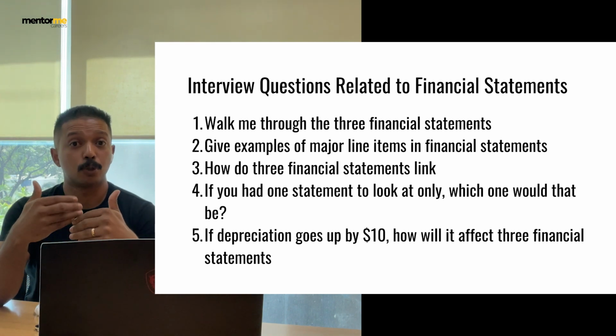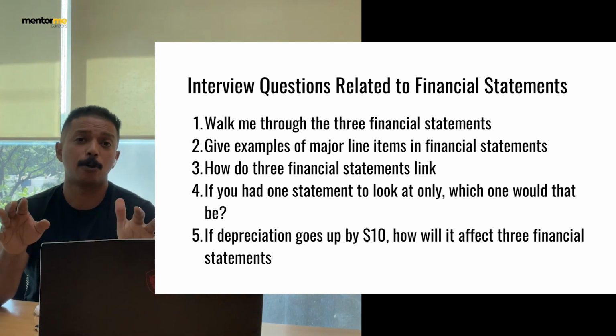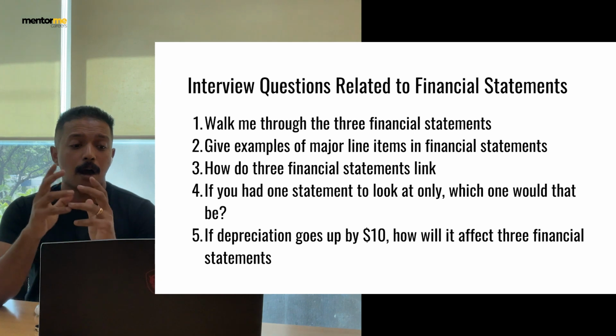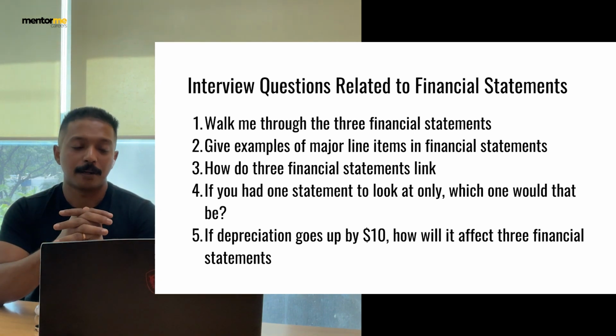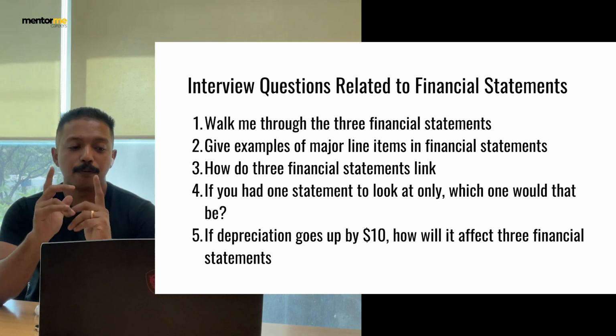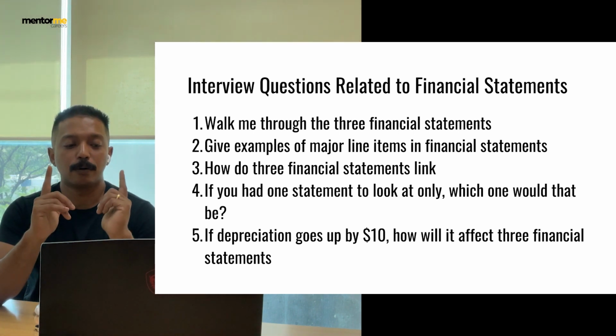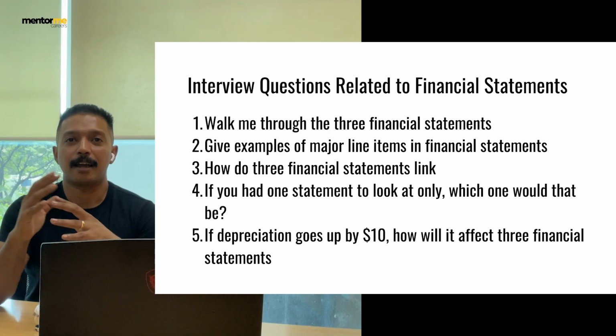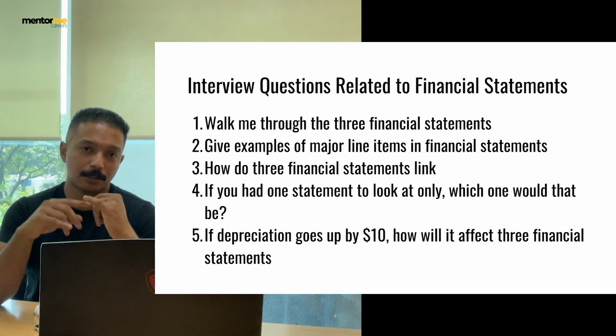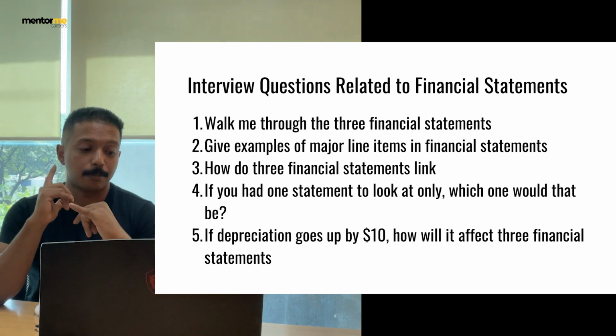Similarly, the second question: now since you understand the benefits and expenses today or at a later date, you can easily talk about the major line items. How do the three financial statements link? I think we have done a very comprehensive analysis of that. If you had one statement to look at only, which one would that be? The answer should always be the cash flow statement because cash is king, and in terms of valuation, the cash flow statement is what affects the valuation of a company the most, right?